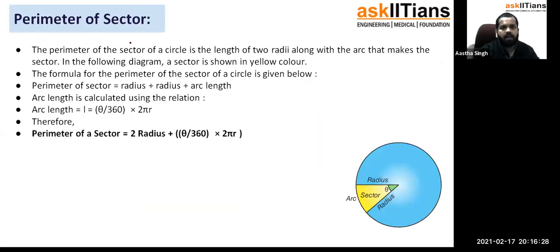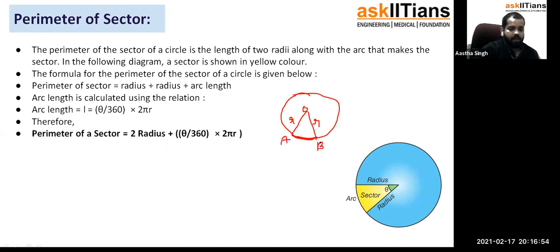Okay, so perimeter of sector. We have discussed the length of an arc. What will be the perimeter of a sector? The sector is formed by two radii. This point is O, two radii, and all radii are equal, you know that. And then the length of an arc. If the points are A and B, just tell me what the perimeter is.